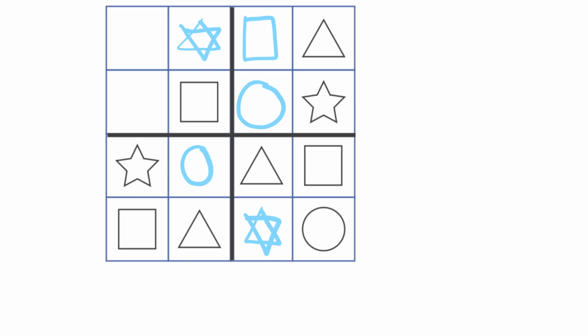Star, circle, square, this must be a triangle. Triangle, square, star, this must be a circle. And we just check in each grid. Square, triangle, circle, star, circle, square, triangle, star. So each grid is okay there. And that's how you solve it.